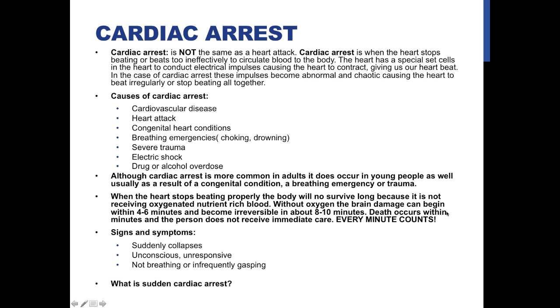Signs and symptoms of cardiac arrest. Cardiac arrest is pretty easy to identify. You might be there from the start, so you might witness a sudden collapse in someone. The person will be unconscious and unresponsive, and there will be no breathing or infrequent gasping. We call this agonal breathing. Agonal breaths are not real, true breaths. They are this infrequent gasping of breath.